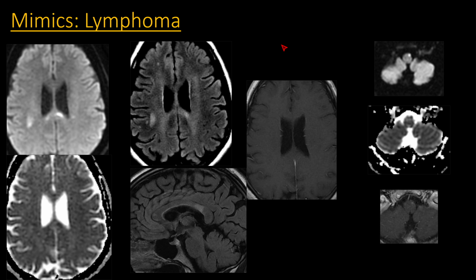Now we'll talk about some of the mimics of white matter disorder. These are all going to be tumors, but because of their appearance, they can mimic something non-neoplastic, like a white matter disorder. So here's a case of what turned out to be lymphoma.